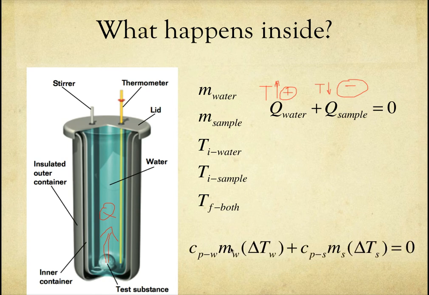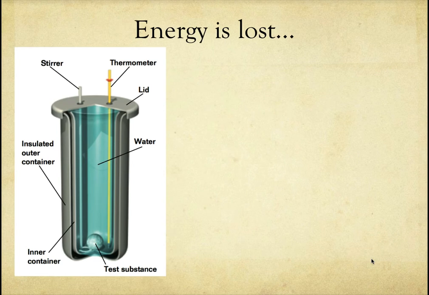And so I can say Cp of water, mass of water, change in temperature for water, not for the sample, for water. And then Cp of the sample, mass of the sample, and again, change in temperature would be for the sample, not for the water. What if energy is lost? Well, then you have to account for another Q of the loss of energy.